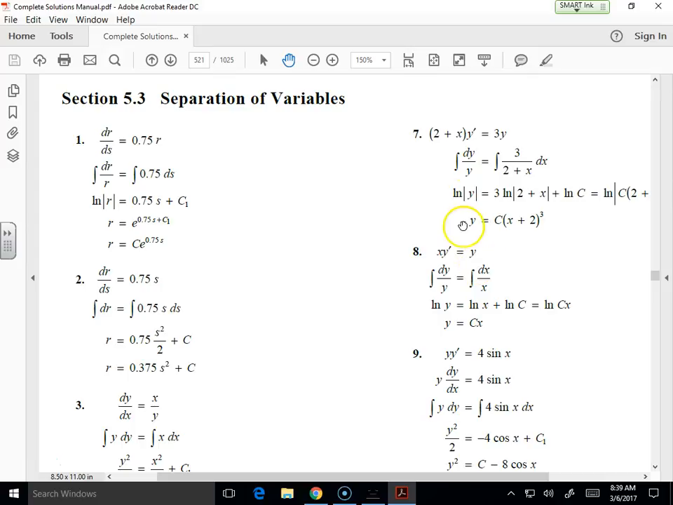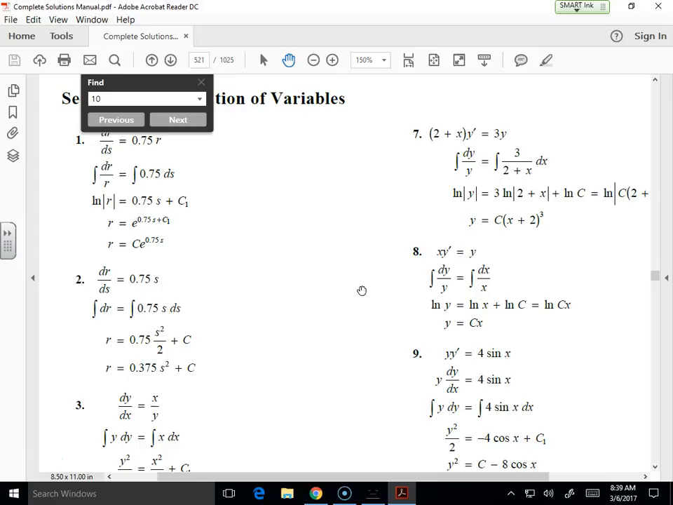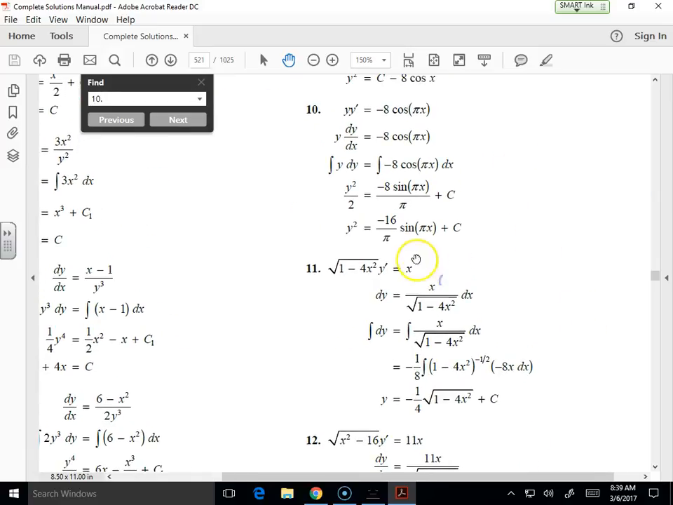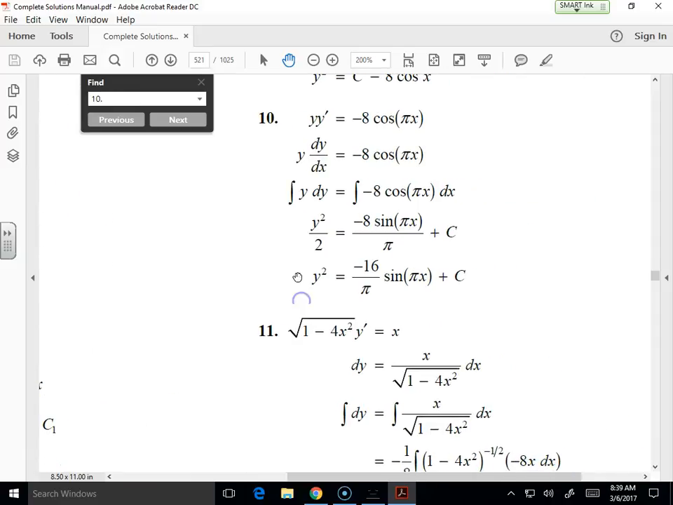Here we go. Evens. What do we got? Number 10. Final answer, unless you did plus or minus square root: y squared equals negative 16 over pi sine of pi x plus c. You could have also done plus or minus square root. That would have been appropriate.